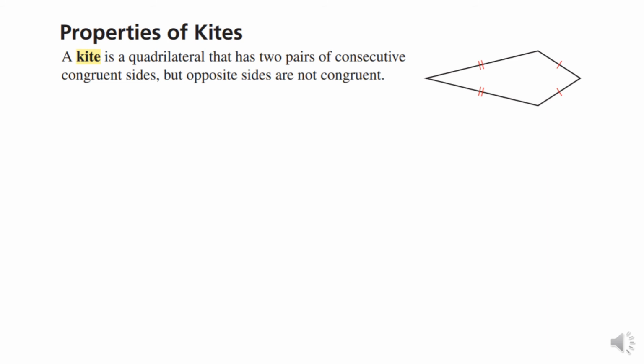So what are the properties of a kite? A kite is a quadrilateral that has two pairs of consecutive sides that are congruent. So notice that the consecutive sides are congruent. Okay? But opposite sides are not congruent. So not the opposite sides. So very important. Think about that specifically.